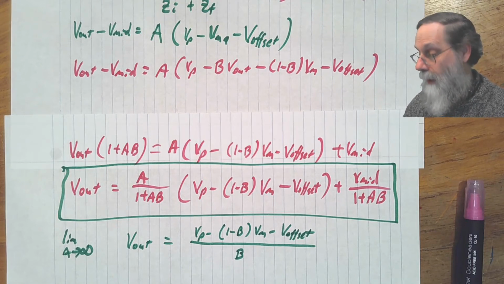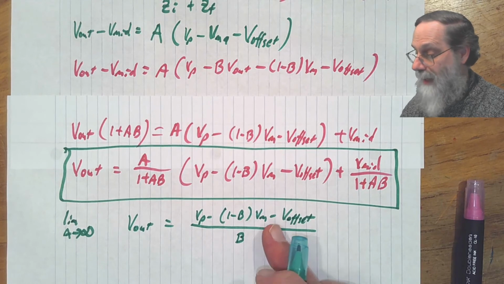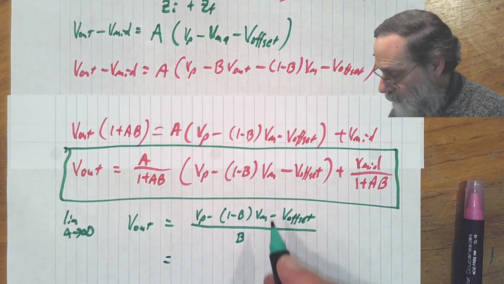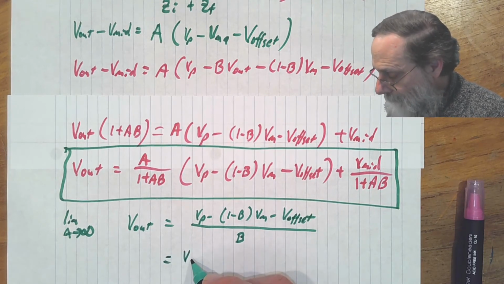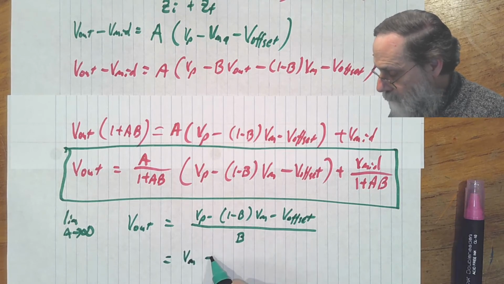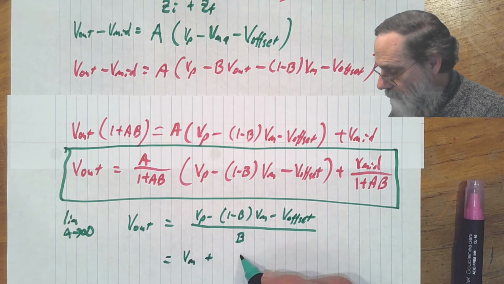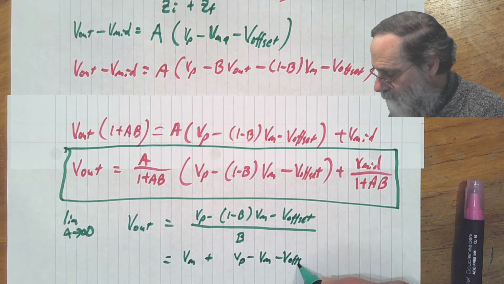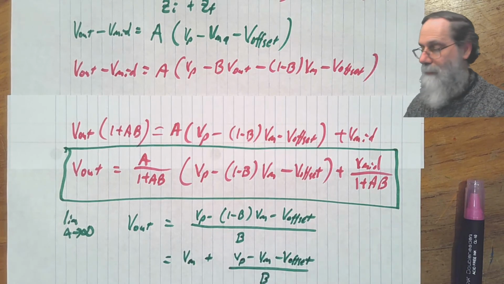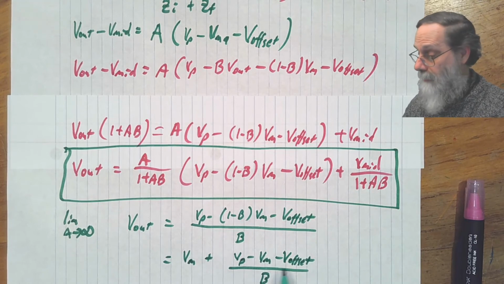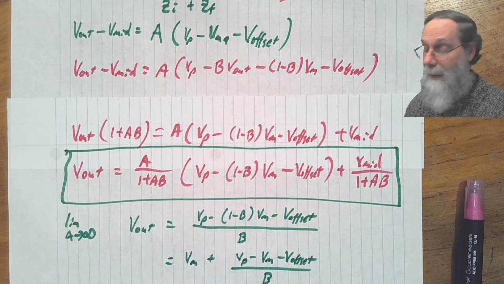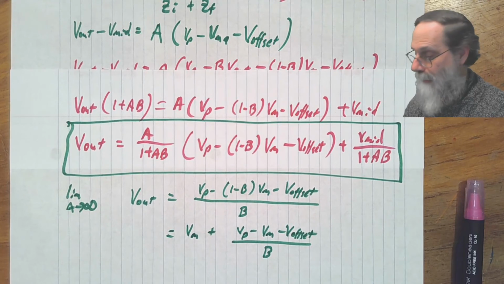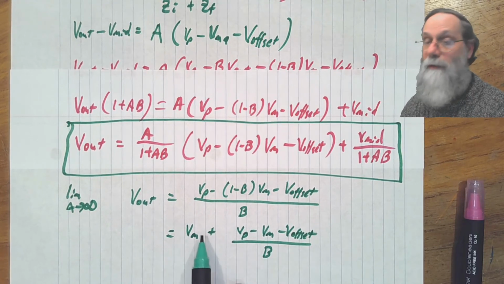For example, we could take the Vm times B over B here and move it outside to say that this is equal to Vm plus Vp minus Vm minus V offset over B. Now that's a very simple thing because the Vp minus Vm is the thing we want to amplify, and the offset is basically just a small adjustment to Vp. And so we have Vm, so there's a constant out here.